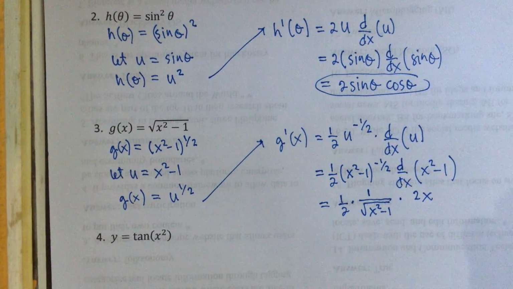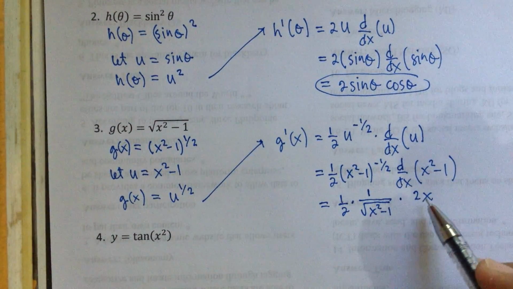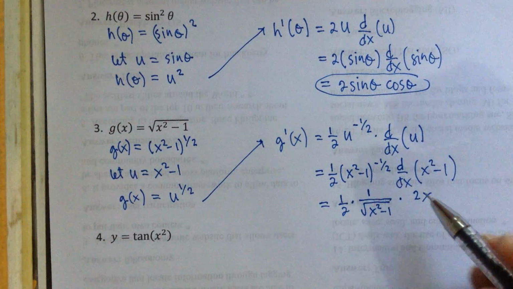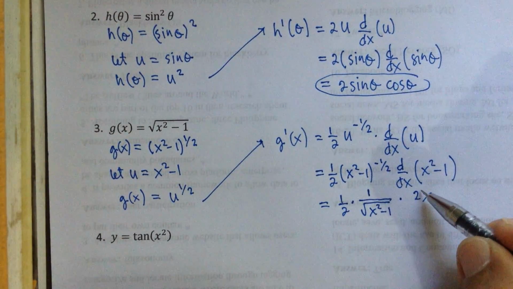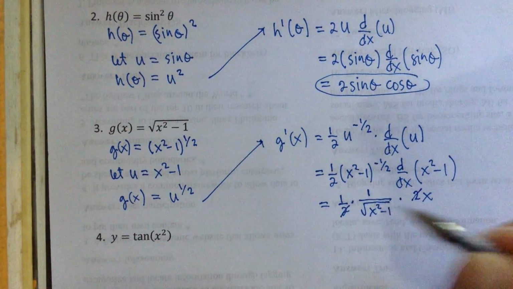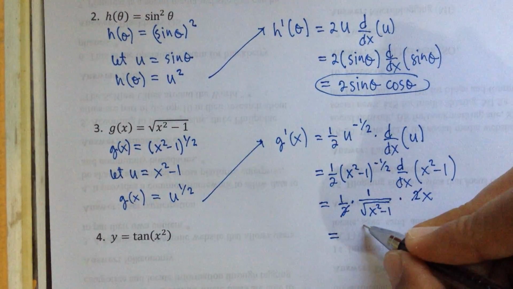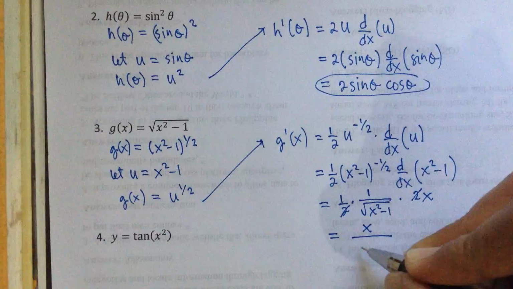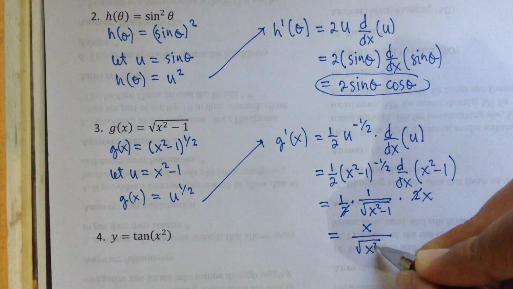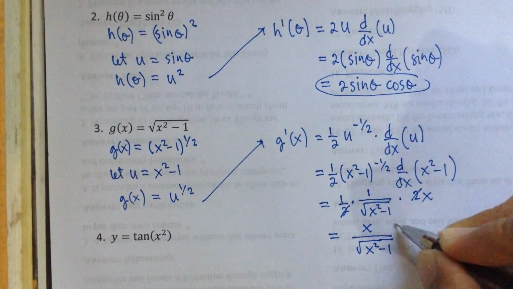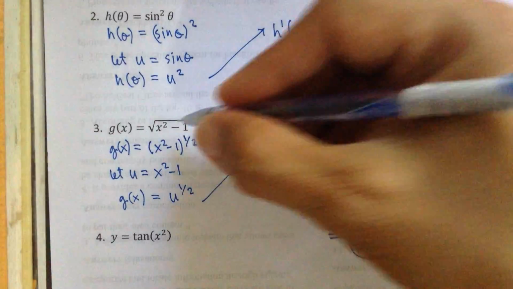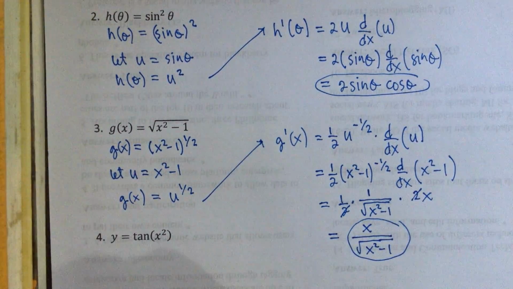2x. Now, you can see a common factor here, right? Which we can cancel between numerator and denominator. That means that this can further be simplified as x over square root of x squared minus 1, which is our derivative for g of x.